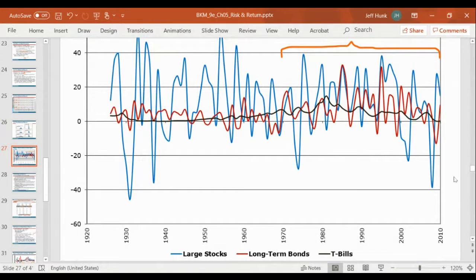And the large stocks and long-term bonds pretty much move in tandem, right? Since at least the 1970s. Look at prior to the 1960s, they're not closely tracking each other, right? But since the 1970s, look at the volatility of the long-term bonds, and they're almost tracking each other.